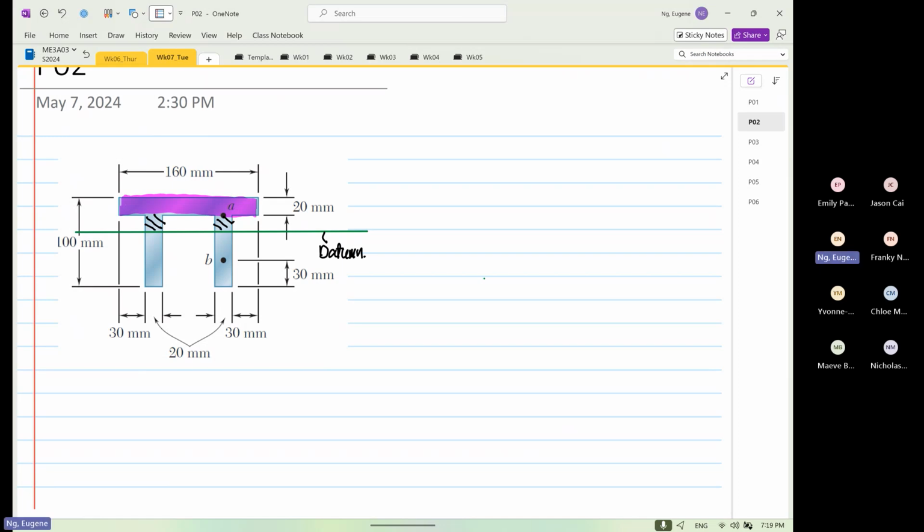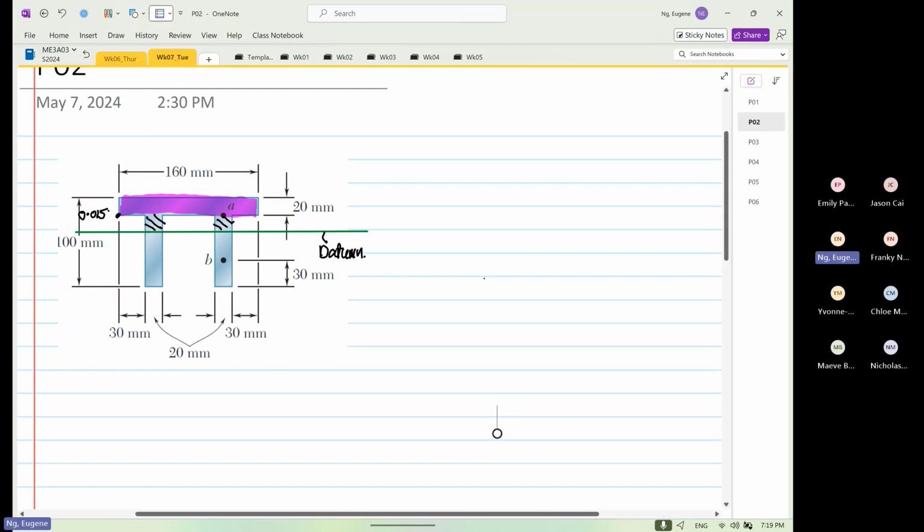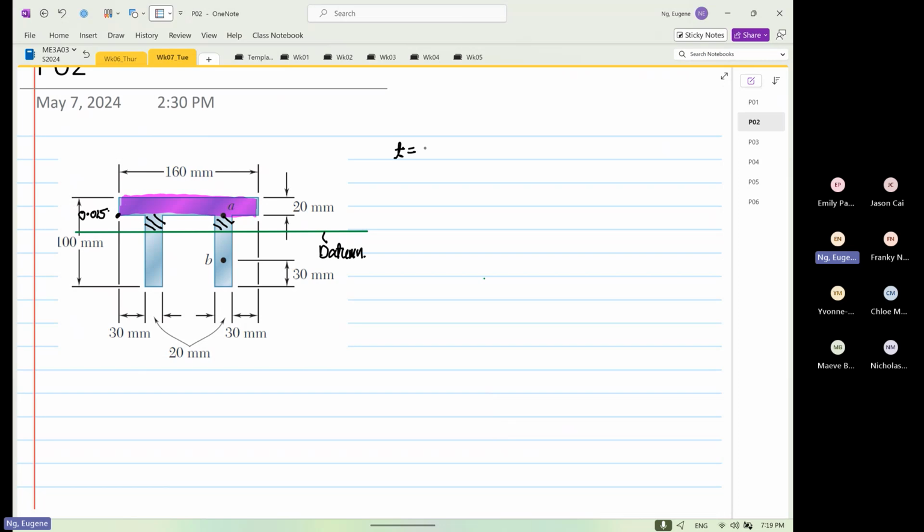So from here, we know our limit. We know at this point, this is equal to 0.015. Let me write clearer. We know that this is equal to 0.015. So next, our next set of limits is now the thickness is equal to 0.04. Why 0.04? You have 20 over here, you have 20 over there. Add together is 0.04 meters.